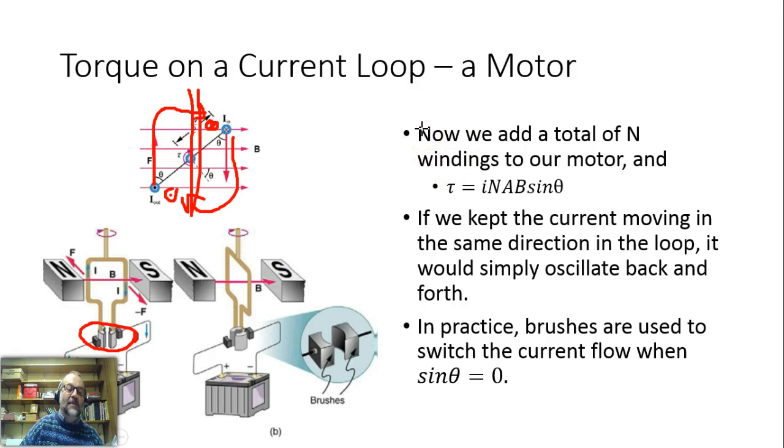Now, if we add more windings to our current loop, then we increase the torque. So if you add n windings, the total torque becomes I n a b cross sine theta. All right?